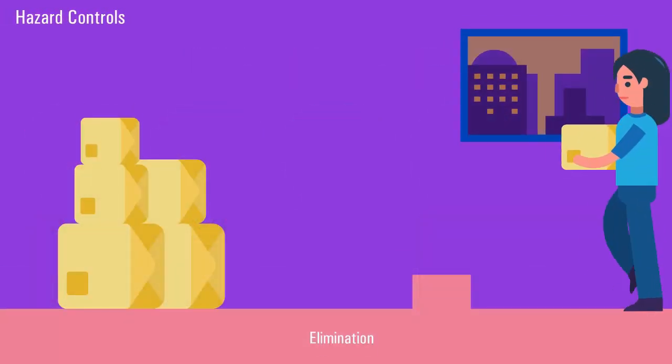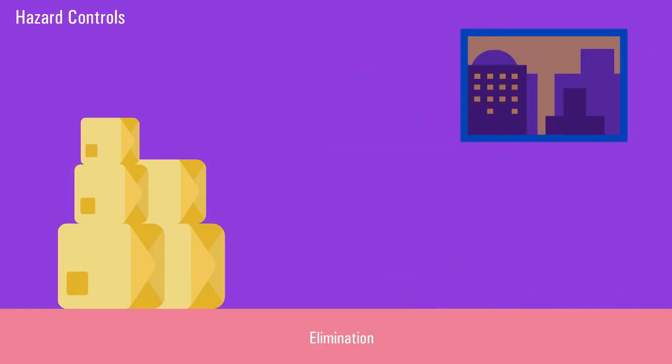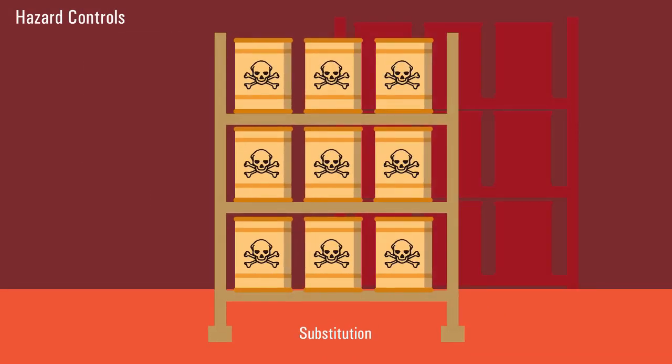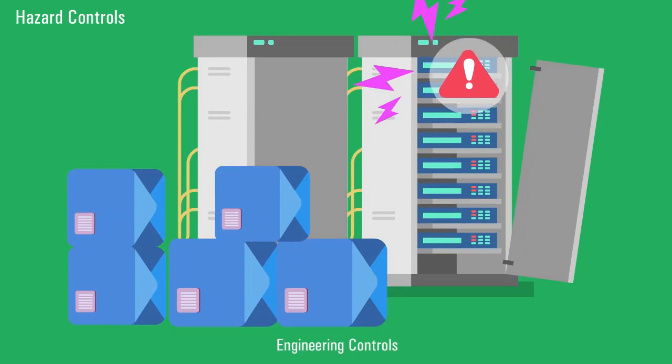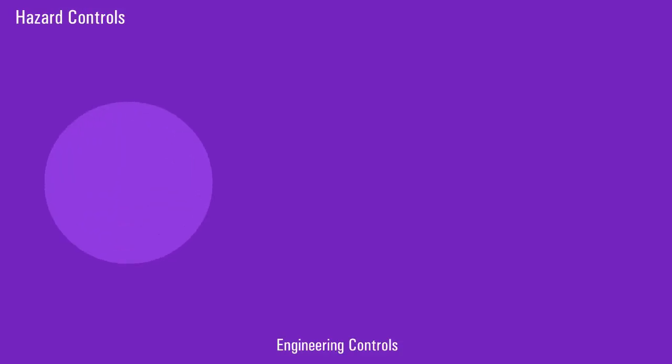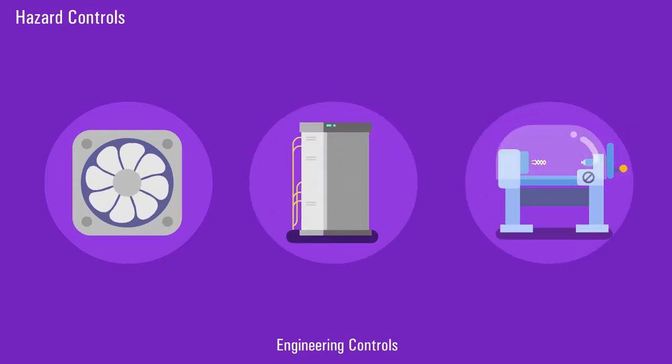It's always best to eliminate a hazard through workplace design, like removing a tripping hazard. Similarly, substitution replaces a hazard with a safer alternative, like replacing a hazardous chemical with a less hazardous one. If you can't eliminate a hazard, set up engineering controls that minimize the risk to employees from the hazard. For example, ventilation, closed electrical panels, and machine shielding.